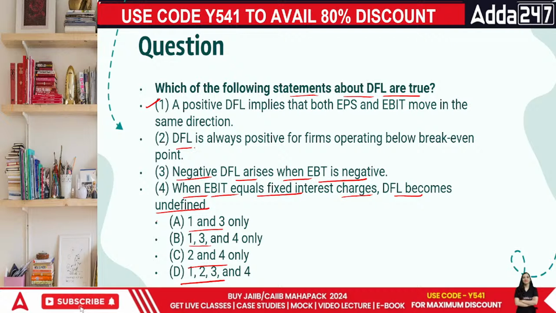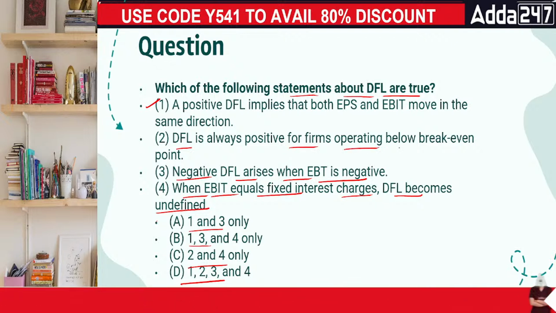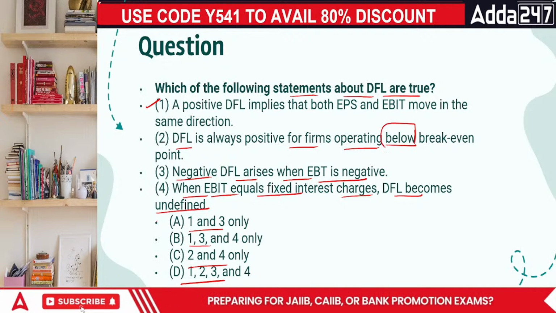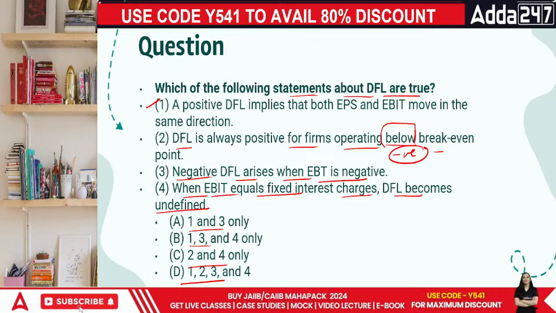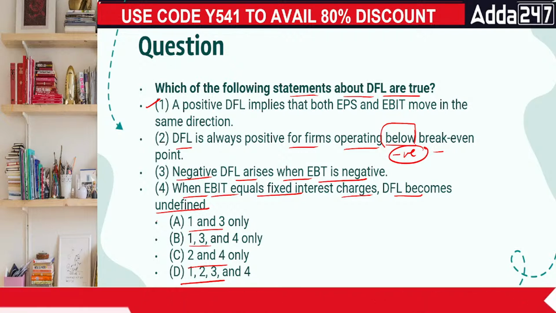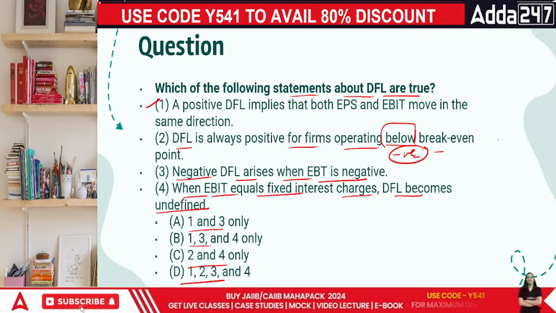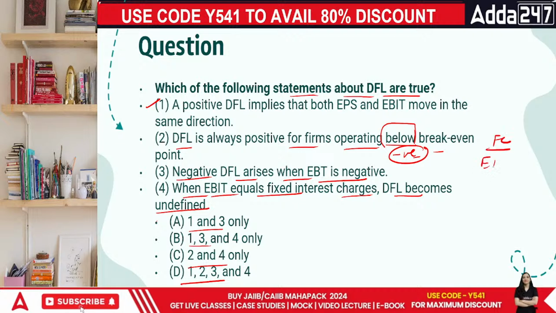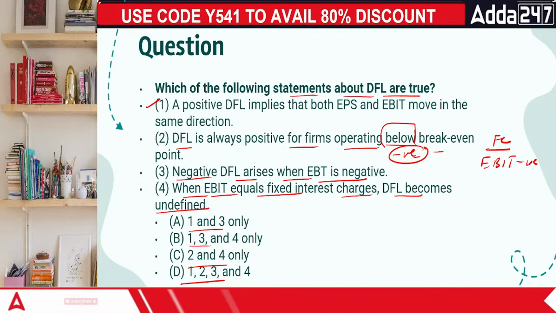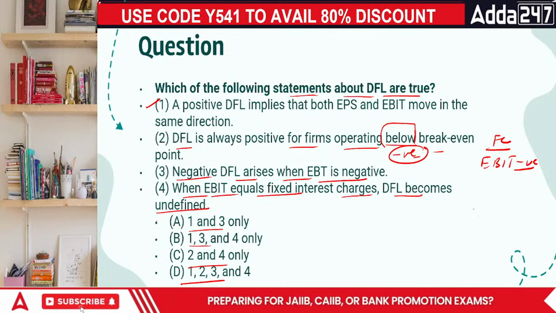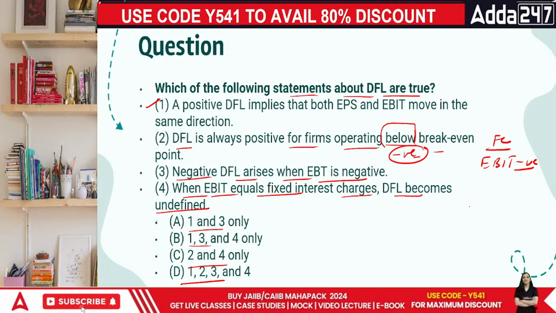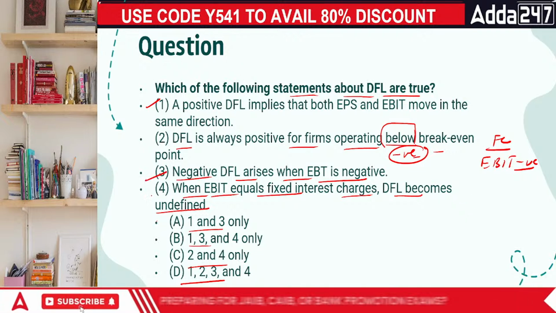Then DFL is always positive. No, if you take a lot of loans, it can go negative. For firms operating below break even, matlab anyone who's already having negative situation before it reaches even the increase of scale of operations. Operating below break even point means the organization is not even able to cover their fixed costs. That means their earnings before interest and tax is already negative, or the company is facing a lot of losses. So in this case, negative DFL arises when EBT is negative. This is correct.